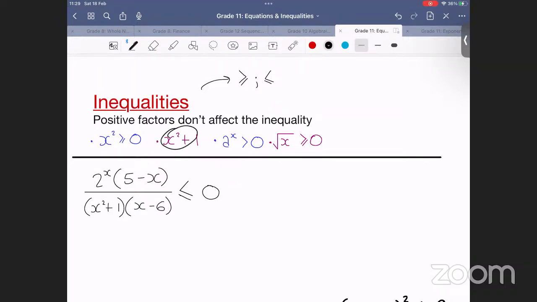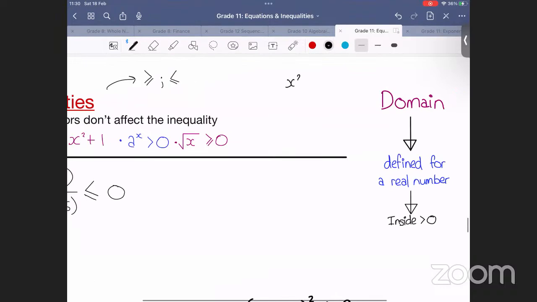X squared plus 1 is something that's always going to be positive because, again, x squared is positive, so if you're adding 1 to it, it's also always going to be positive. If we talk about something like x squared minus 1, that's not always positive.